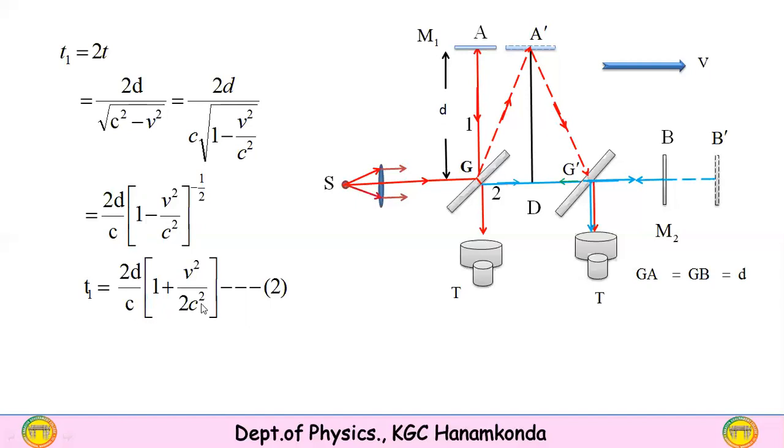Here we are taking the help of the binomial theorem. Therefore, this value will become 2d by c into binomial approximation. By doing binomial approximation, t1 equals 2d by c into (1 plus v square by 2c square). This is, say, equation 2. This is the time taken by the reflected ray to travel along GA dash and A dash G dash, that means the GA dash G dash path. This is the time taken by the reflected ray when this entire setup is in motion.